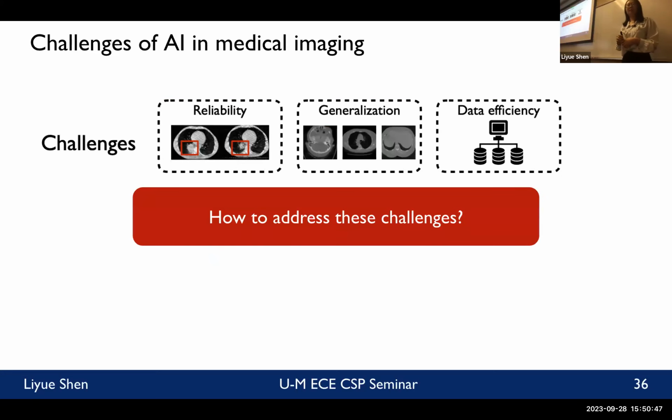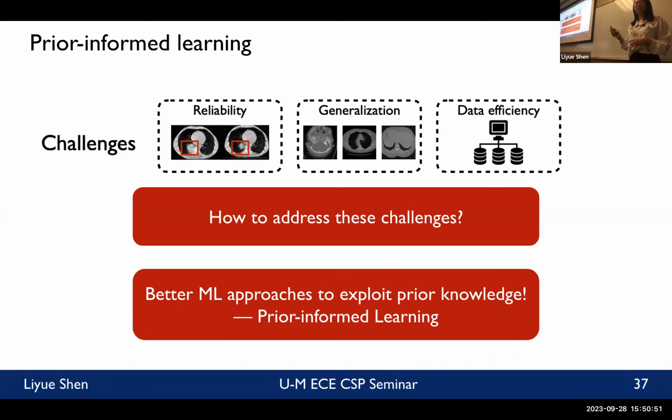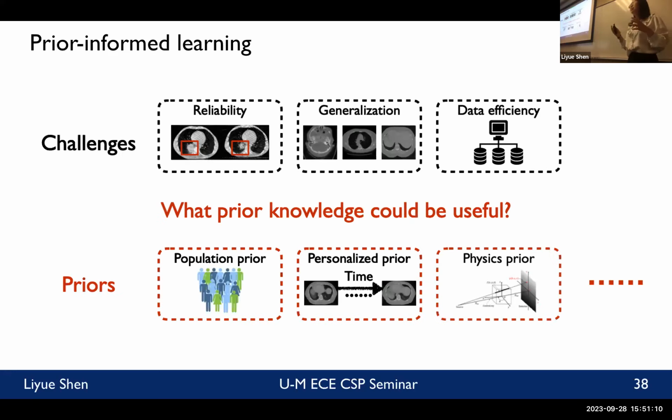In order to address these kinds of challenges in medical imaging, one of the solutions that I have explored in my past research is how we can develop more machine learning approaches or algorithms that can exploit prior knowledge to address all these issues we're facing. This is what I termed prior-informed learning. And you can consider there could be different kinds of prior knowledge that could be useful.